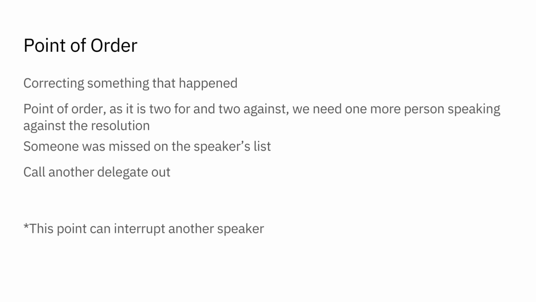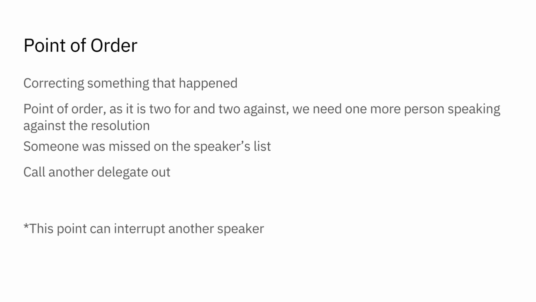Usually the chair will catch that, but sometimes the chair miscounts something. Maybe the chair misses someone that's on the speaker's list, misses the timing, and maybe you just want to call another delegate out because they did something. Maybe they are using a cell phone in the 1800s. Who knows? All these points, by the way, can interrupt another speaker during moderated caucuses and speaker's lists.